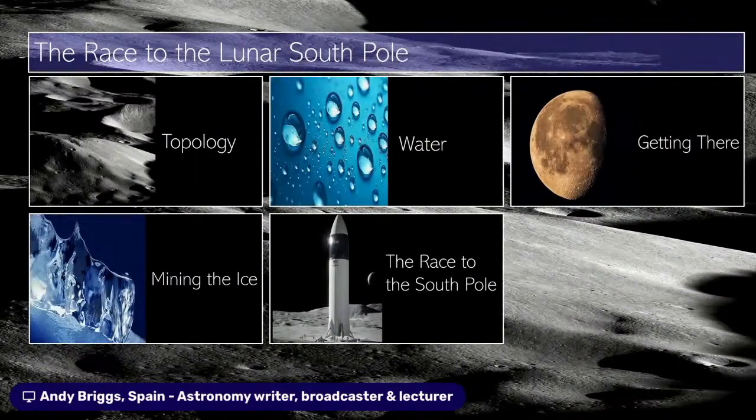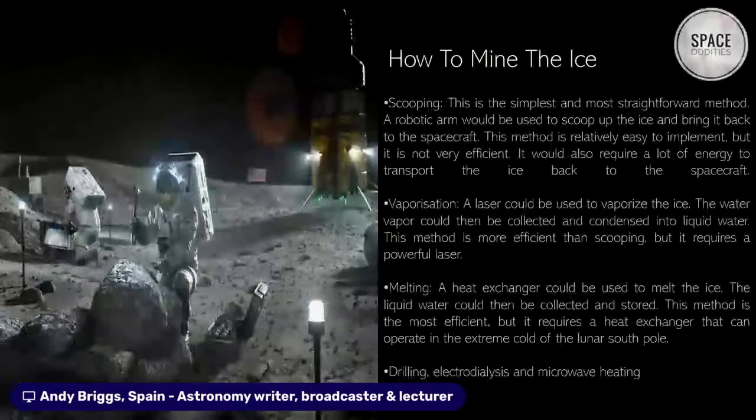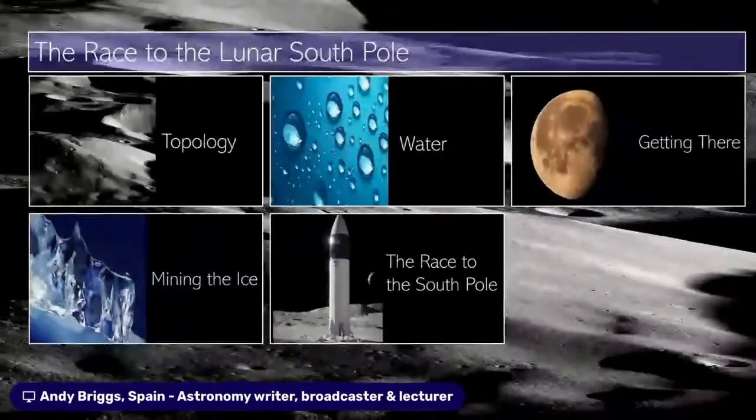Assuming that everything goes well, they want to get at the water. So how do we actually extract ice and water from the moon? Well, you've got a number of different options for getting it out. You can scoop it with a robotic arm, but it turns out that's not very efficient and certainly not energy efficient. You can use a laser to vaporize the ice and then collect the water vapor. That, I think, would be a little bit tricky to do, but it's one option. You could use a heat exchanger to just melt the ice and collect the liquid water. And there are other methods they're looking at, including just straight drilling, something called electrodialysis, and heating the ground with microwaves to release the water held up in it. But there are lots of people working on this. So by the time that humans are ready to start mining the ice on the moon, then hopefully we'll have a good method of doing so.